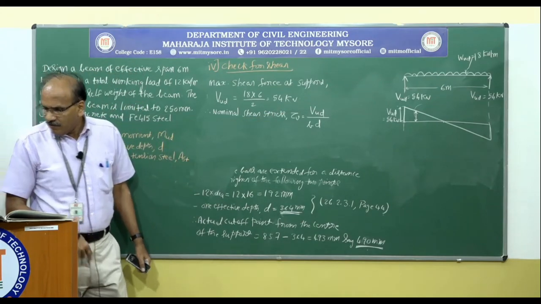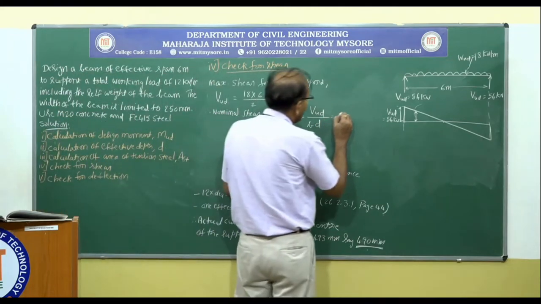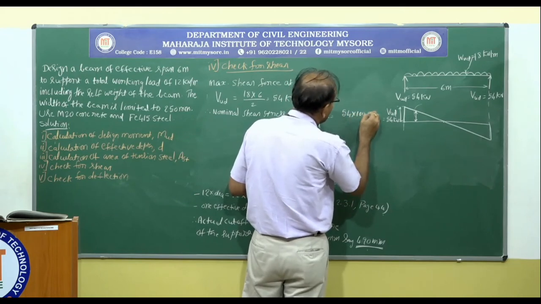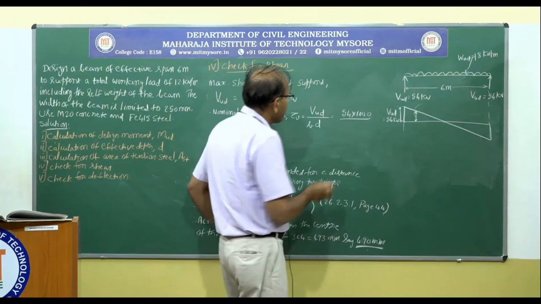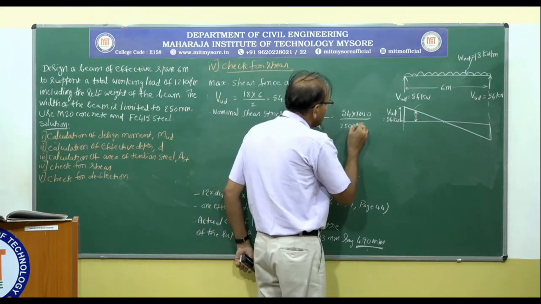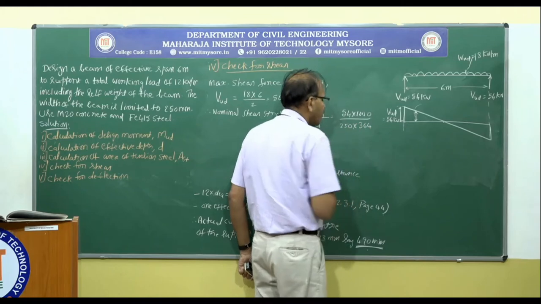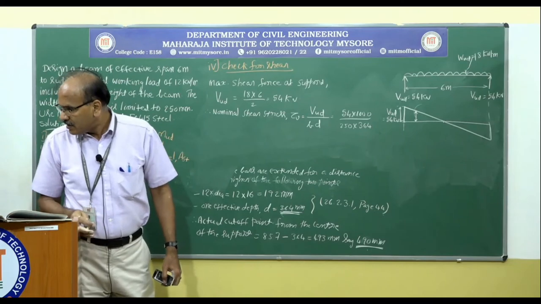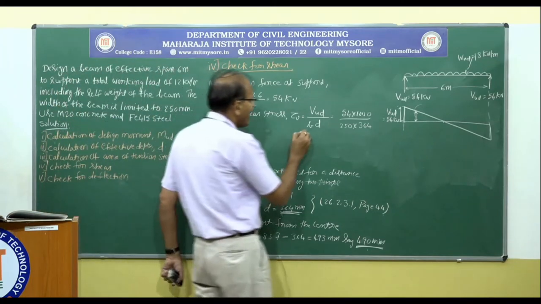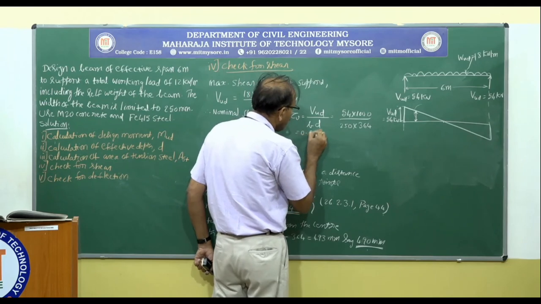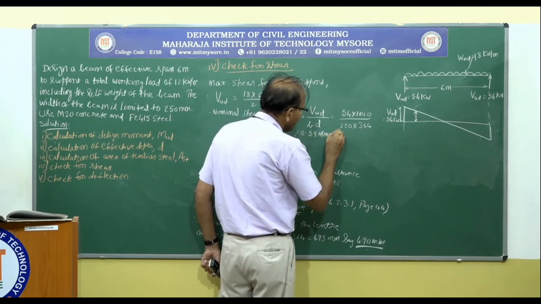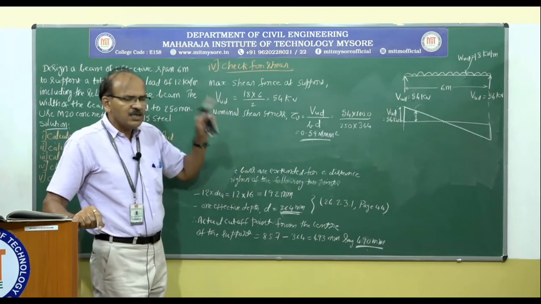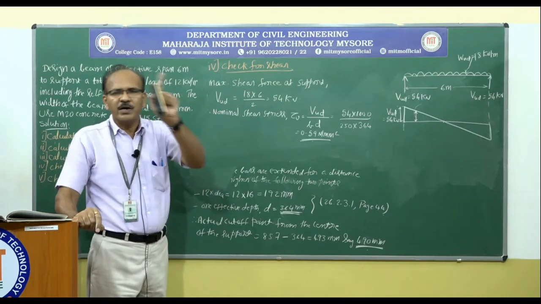So what is the value of VUD? That is 54 multiplied by 1000. Convert the value into Newton. B is 250 multiplied by 364 is the effective depth. So we are going to get the nominal shear stress equal to 0.59 Newton per millimeter square. Okay. This is the nominal shear stress caused due to the design load coming on the beam.